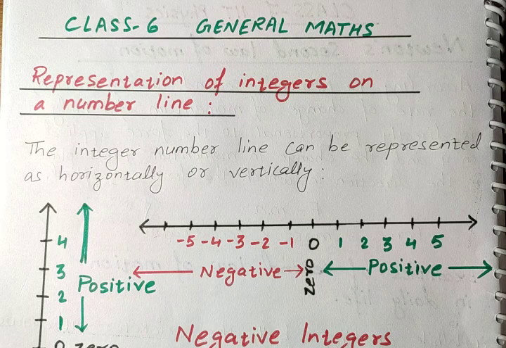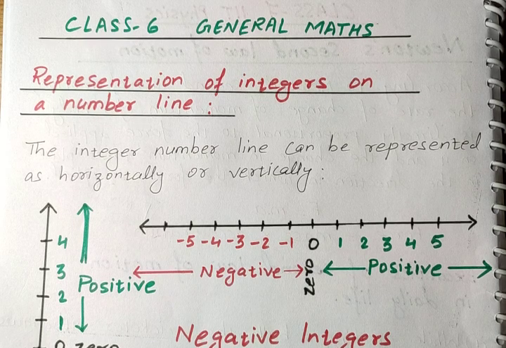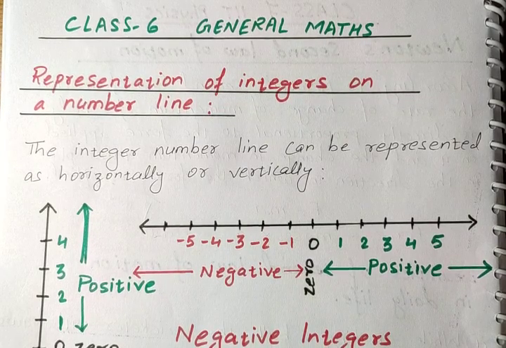Which type of numbers? Positive numbers, 0 and negative numbers together are called integers, and the set of integers is denoted by capital Z or capital I. Now next, positive integers. Positive integers are what? Numbers whose value is more than 0. The numbers which lie on the right side of 0 and whose value is more than 0 are known as positive integers.